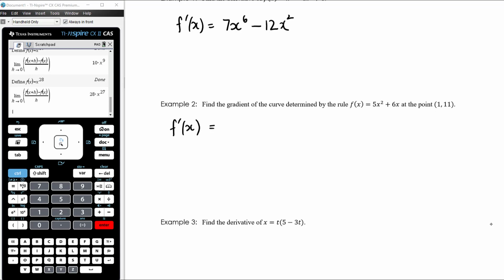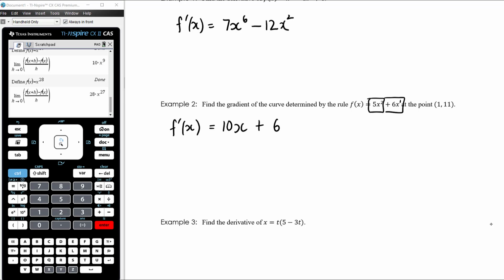Okay, so again, we're just adding and subtracting functions, so we just differentiate each bit separately. 5x squared, the derivative of that will be, we multiply by 2, so it becomes 10x, and we subtract 1 from the power, so it'll be 10x to the power of 1, which is just 10x. Now 6x, now remember this is x to the power of 1, so 6x to the power of 1, we multiply by 1, we're going to get 6, and then subtract 1 from the power, so it'll be 6x to the power of 0, and remember x to the power of 0 is just 1, and so we just get 6. So our derivative is 10x plus 6.